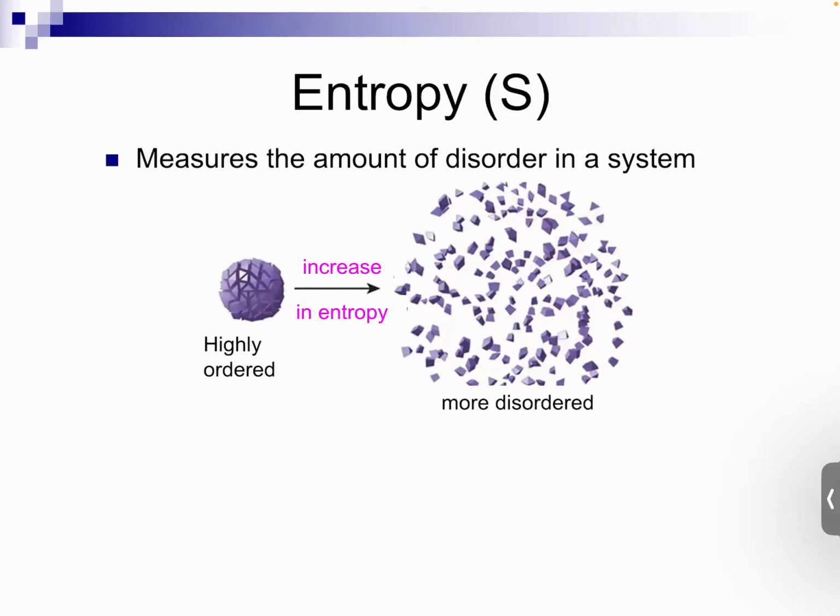Okay. So in terms of entropy, we can say that the highly ordered system has low entropy. We use S to refer to entropy. So this highly ordered system has low entropy, and the more disordered system has high entropy.